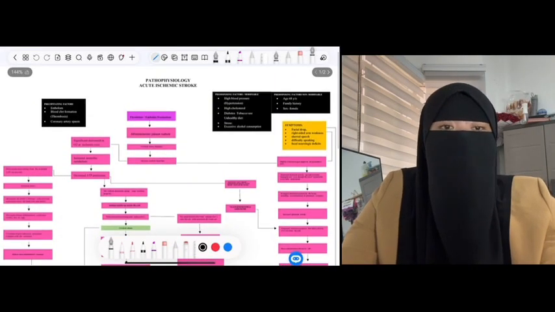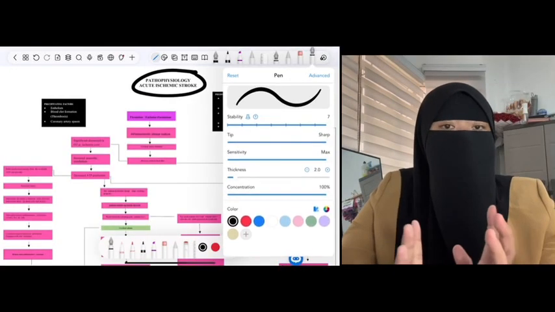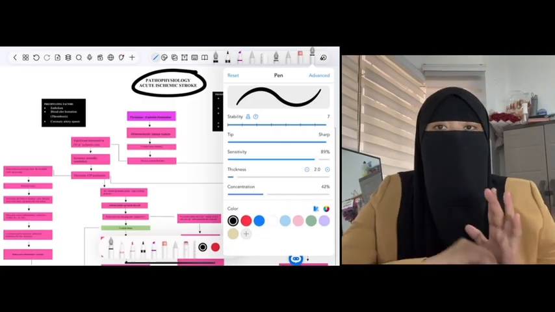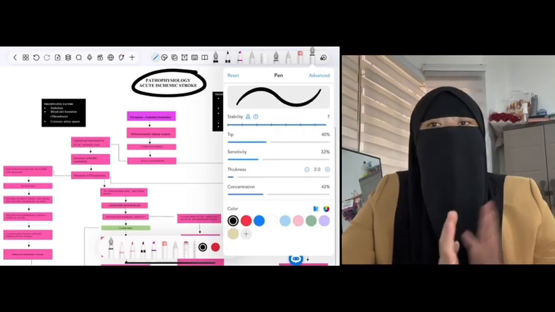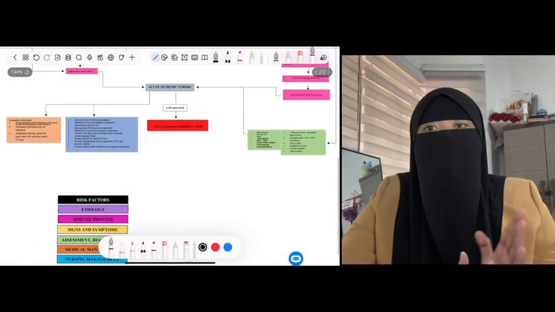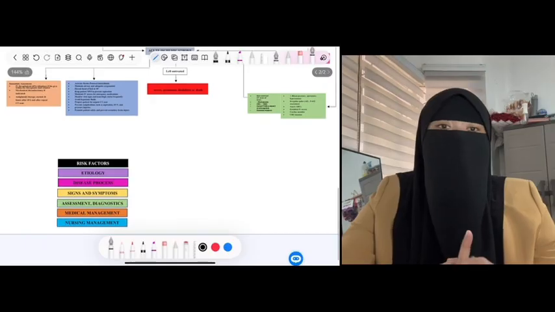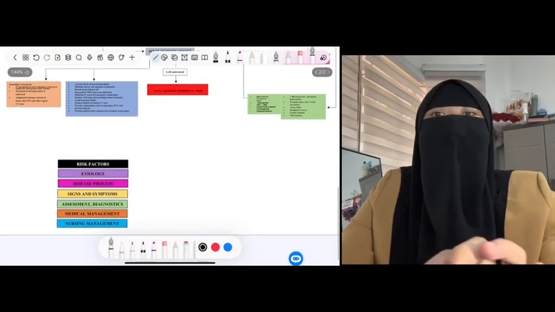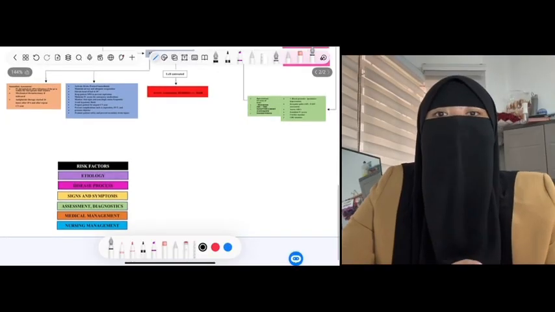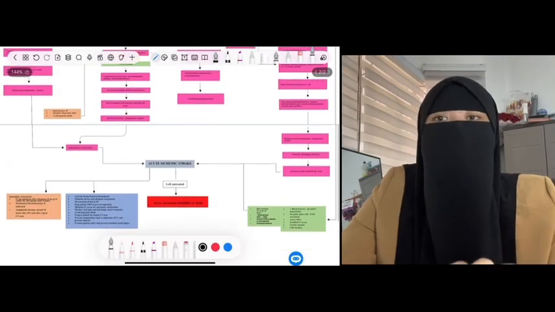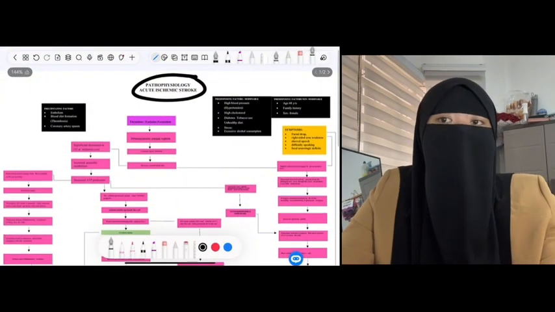I will be discussing the pathophysiology of acute ischemic stroke. Before we proceed, let me explain the legend or color coding used in the illustration so it will be easier to understand the flow. Black boxes represent the risk factors, violet boxes represent the etiology, pink boxes represent the disease process, yellow boxes represent the signs and symptoms, green boxes represent assessment and diagnostics, orange boxes represent the medical management, while the blue box represents the nursing management.